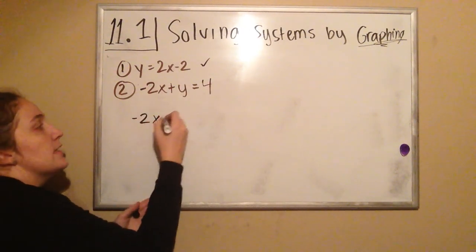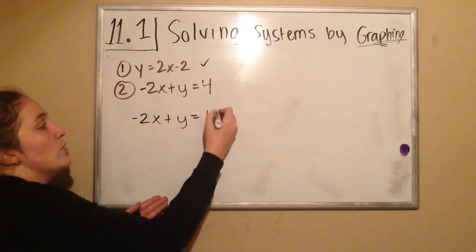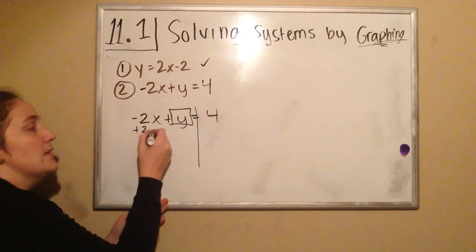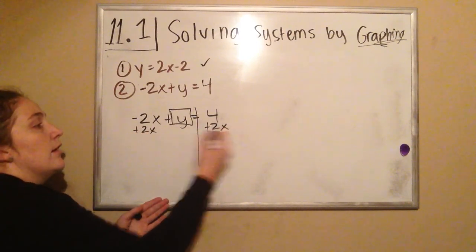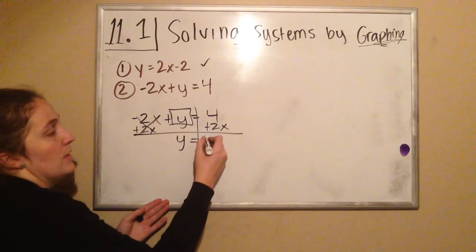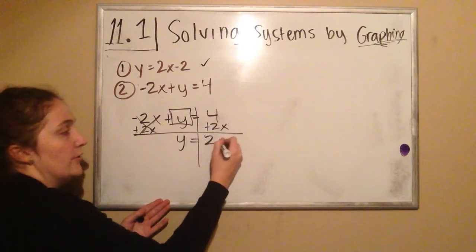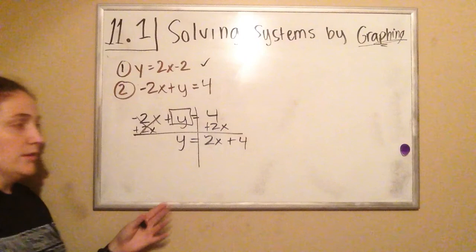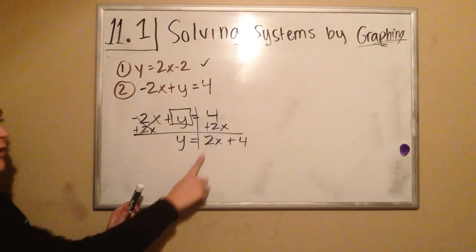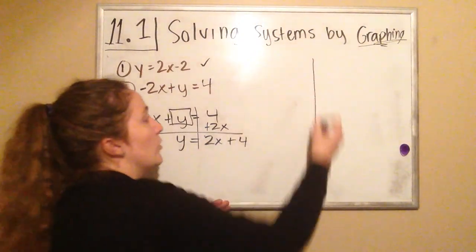So negative 2x plus y equals 4. We're trying to get the y by itself for slope-intercept form, so we add 2x to both sides. The 4 and the 2x are not like terms. We cannot combine them, so we keep them separate, but we're going to list the x first. So 2x plus 4. Now we have our slope is 2, and our y-intercept is 4.